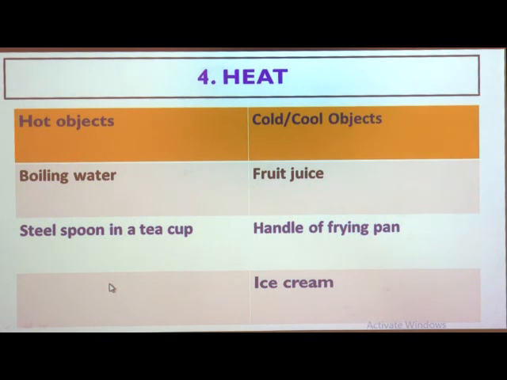So in this point you only have to know which objects are hot and which objects are cool in our day-to-day life. So ice cream, okay, all of you love ice cream.